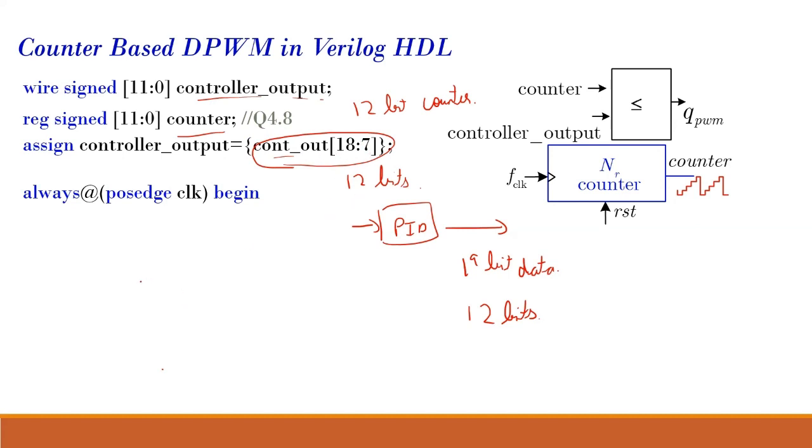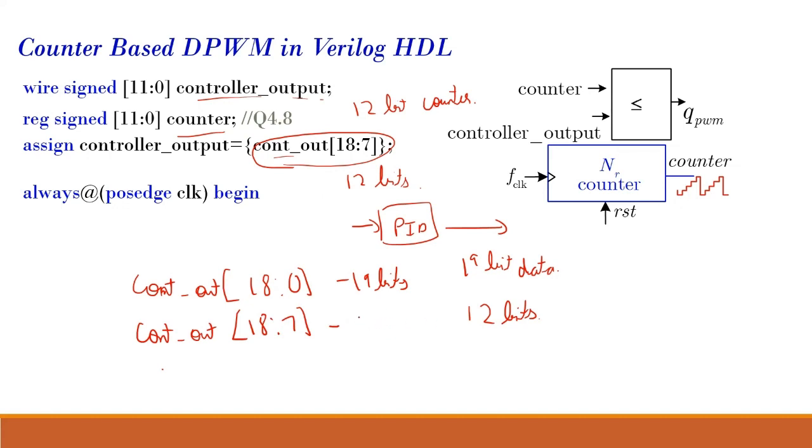What I'm doing is my count out, which was actually 18:0. It had 19 bits. When I do count_out 18:7, I am neglecting 7 bits. So I'm effectively taking only the first 12 bits. Why am I doing it? Because my count out has to be equal to my counter number of bits, which is again 12 bits.